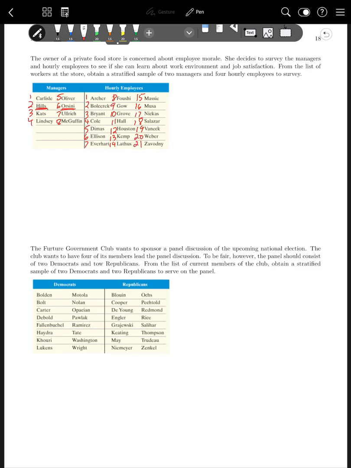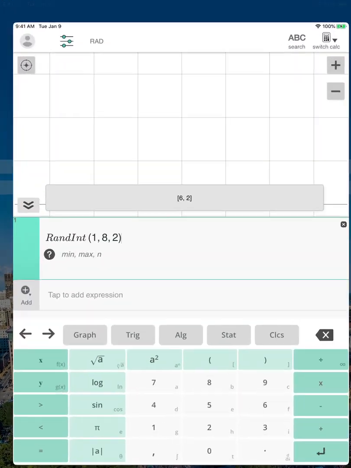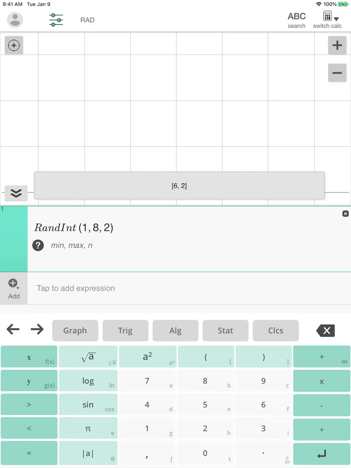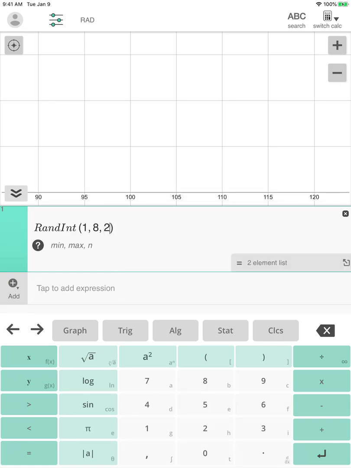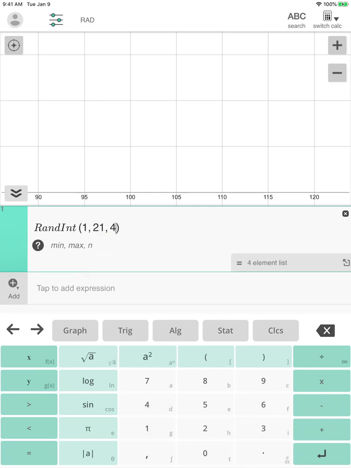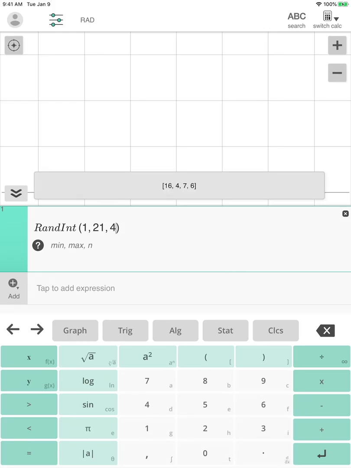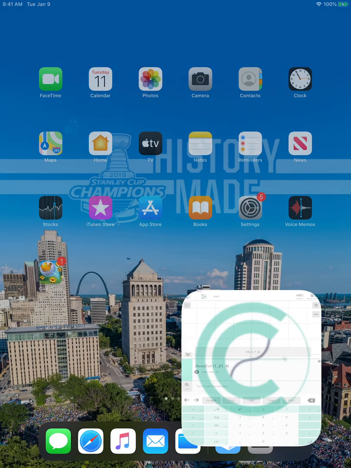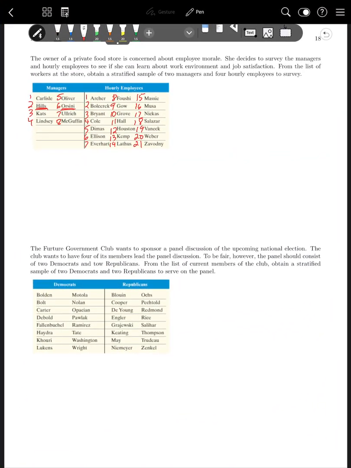In this case, we've got 21. So if I use my random integer generator on my calculator, I want to go from 1 to 21, and I want 4 numbers. So I get 16, 4, 7, and 6. Okay, so that's the idea. So that's how these work.